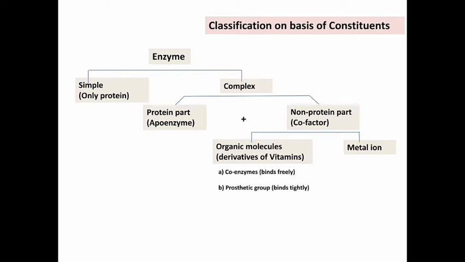The cofactor can be of two types, that is a metal ion or an organic molecule. The organic molecules, which are certainly derivatives of vitamins, can be of two types, that is a coenzyme which binds freely with the apoenzyme, or the protein part of the enzyme, and the prosthetic groups which bind tightly with the apoenzyme.